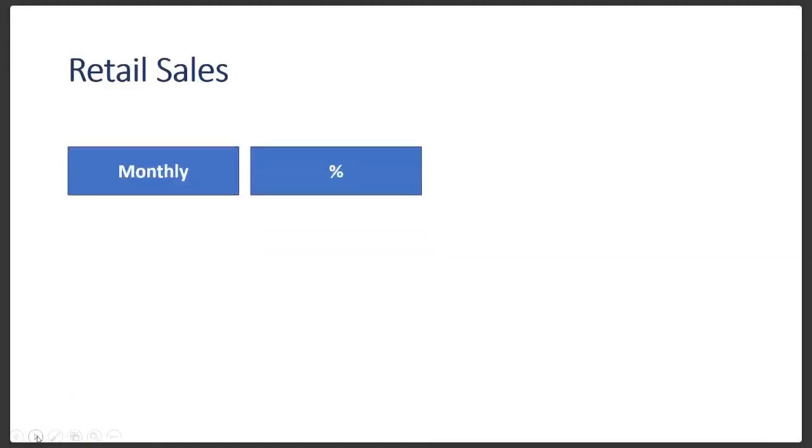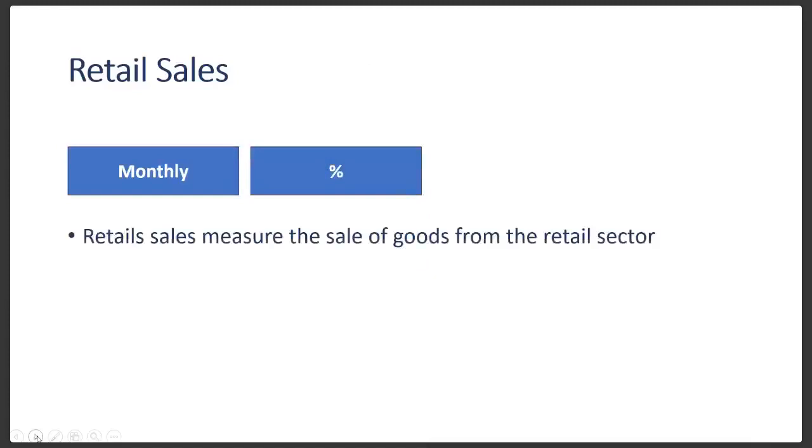Retail sales. Like I said earlier, modern day economies really rely upon us buying goods, buying more phones, TVs, t-shirts, whatever you name it. Now, this comes out on a monthly basis and is indeed a percentage. Basically, retail sales measures the sales of goods from the retail sector, the likes of what myself and yourself are buying.